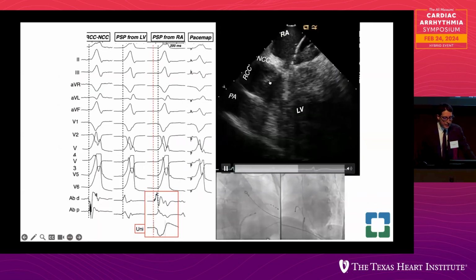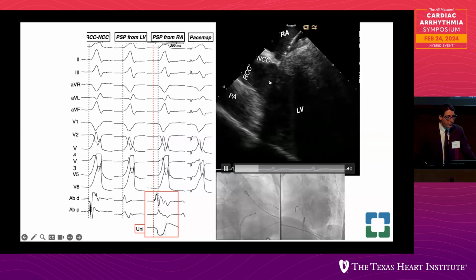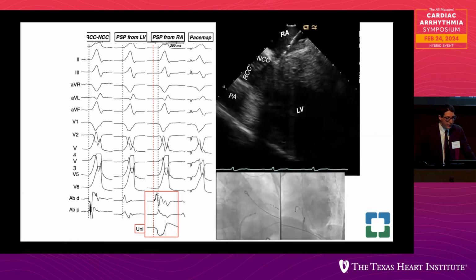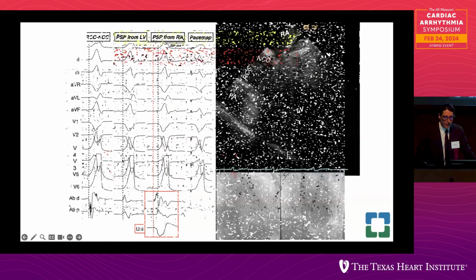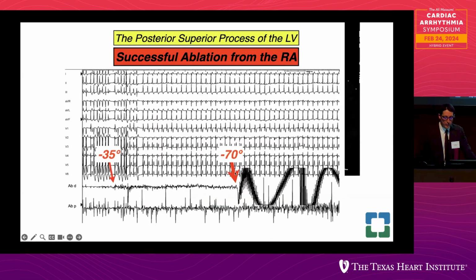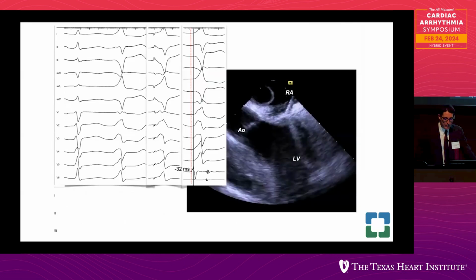So the first cases we did in this were with cryoablation, just because we didn't know how close we were to the conduction system. But again, we were able to successfully eliminate these PVCs with cryoablation. And as soon as you go to -35 to -70, we have complete suppression of the PVCs. So again, the opposite of the left ventricle in the inferior septum will be the right atrial side. So be mindful of that for inferior septal PVCs.